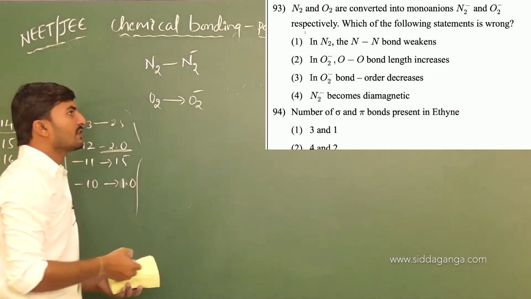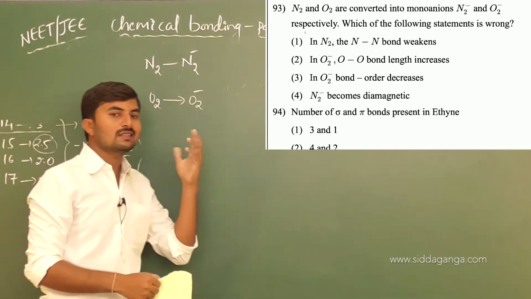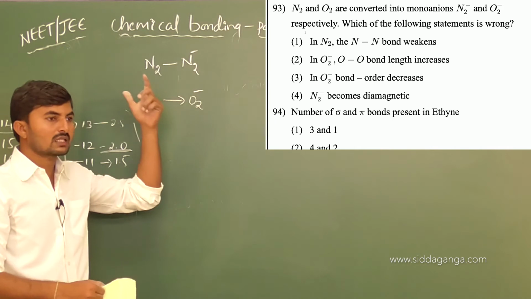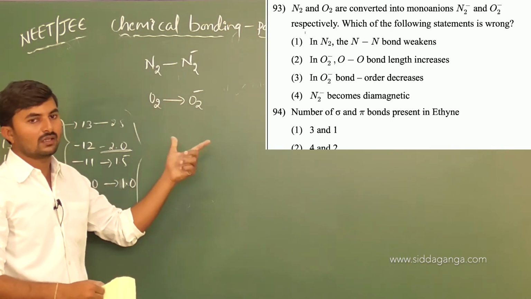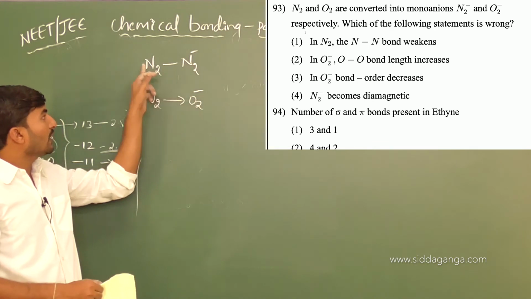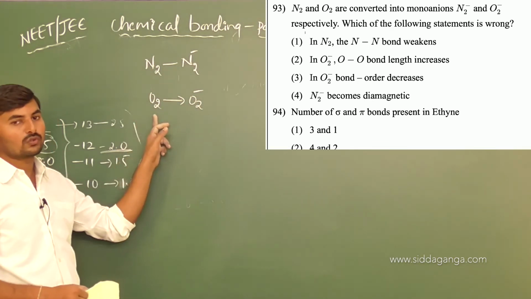After the addition of electrons into these two molecules, what are the changes that take place in the molecule with respect to bond order, bond length and bond strength? What are the changes after the addition of 1 electron into this N2 and 1 electron into this O2 molecule?